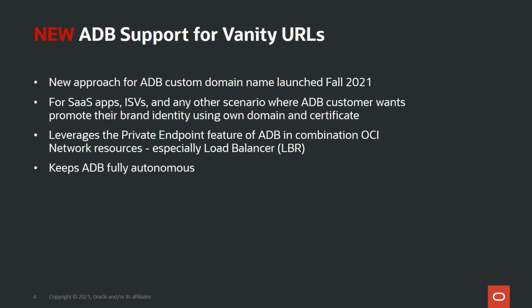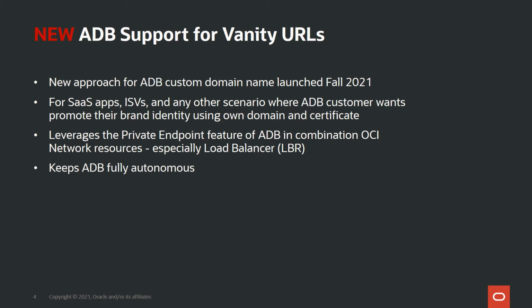But we do get requests for things like SaaS apps. We get requests from ISVs who are building such apps on behalf of their clients. And these are public-facing. They're on the internet. They're facing a public audience where the ADB customer wants to promote their brand identity using their own domain and certificate, and that should be visible at all times. If it's a web app that's used in the browser, that domain name should be visible in the browser address bar at all times. If it's a REST endpoint that's exposed to developers, you want the developers to see your own domain name. So it's a very real request.